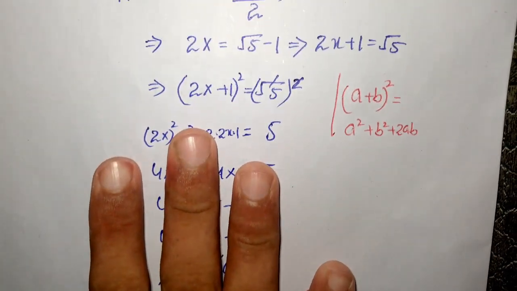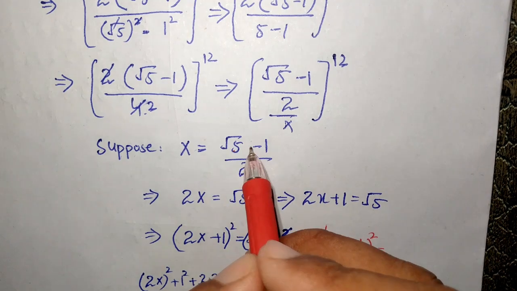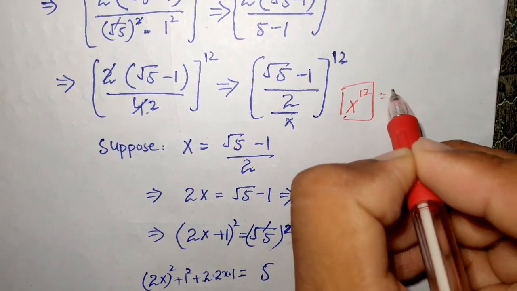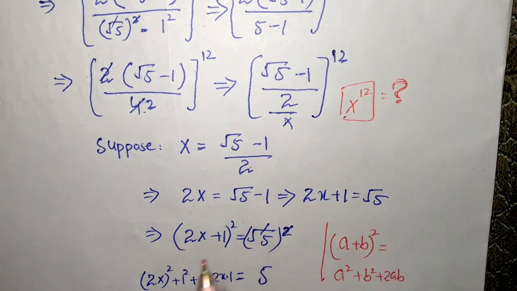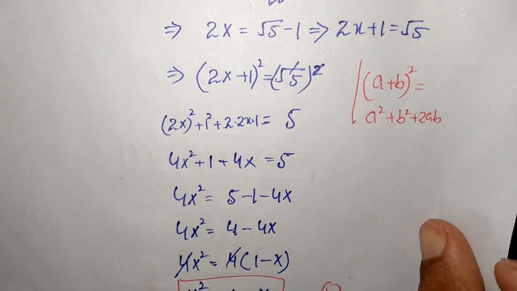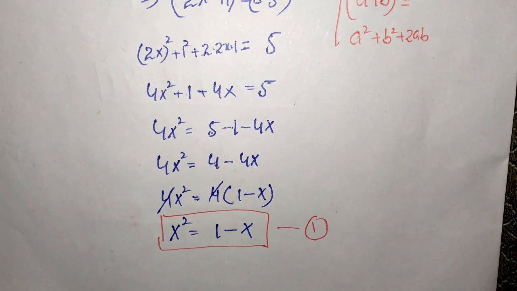Now we know that we suppose x is equal to square root of 5 minus 1 over 2. So we have to find x to the power of 12. This is to find. Therefore we have to obtain the value of x to the power of 12. For this purpose, in the next step, we have to square both of the sides.